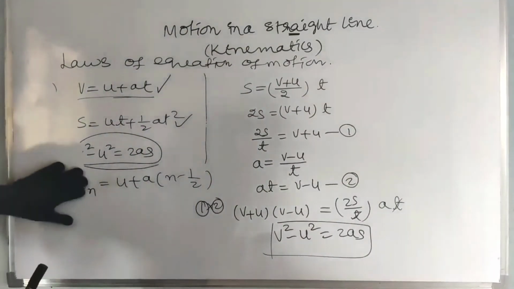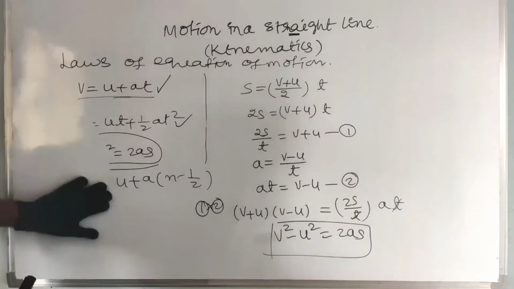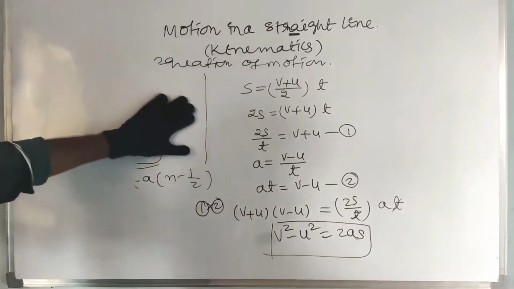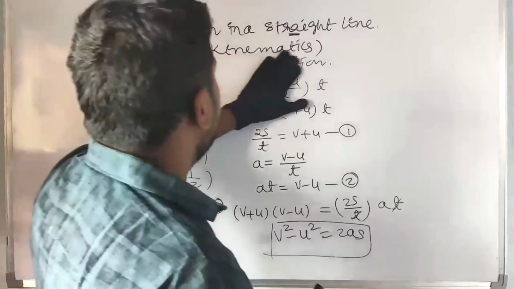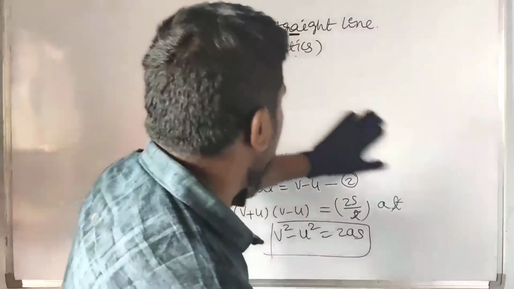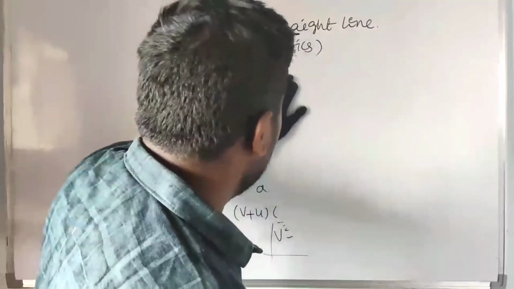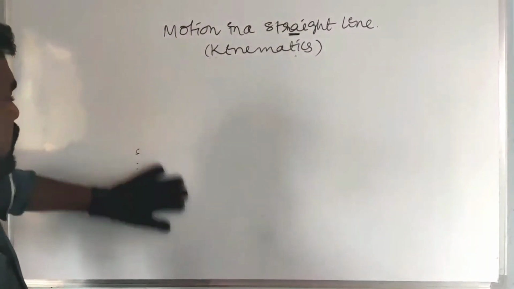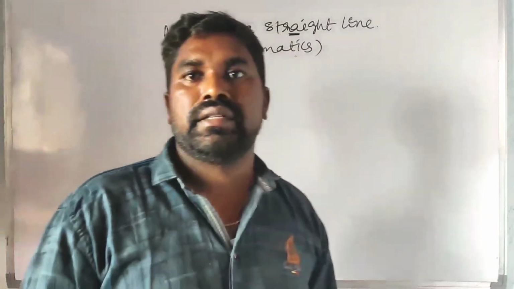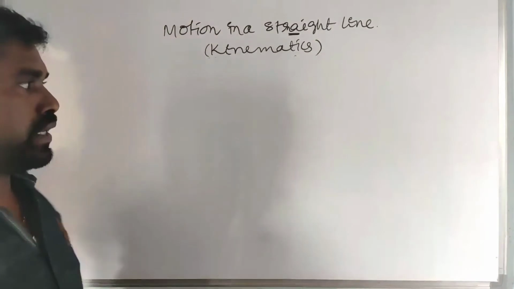And now we have to solve some numericals in this chapter. For the straight line motion, there are some equations also, that is time of ascent and time of descent, maximum height and range of the particles.